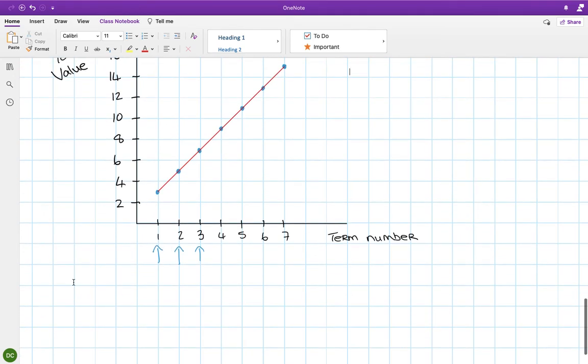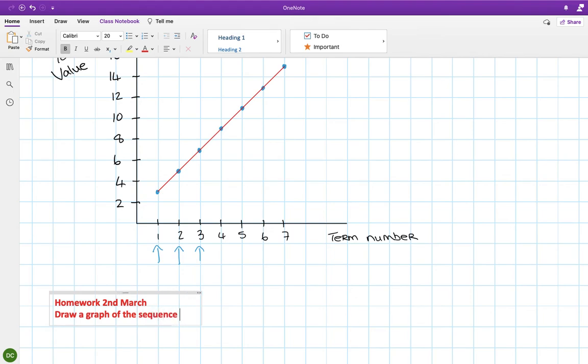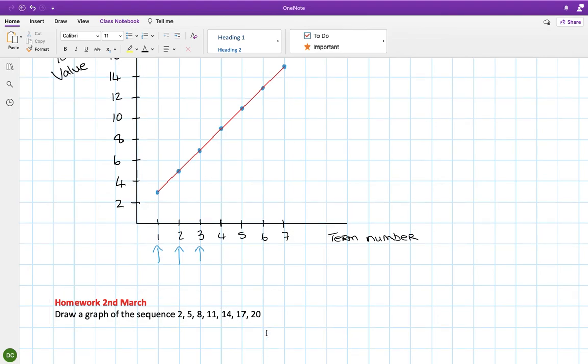Okay, so I'm going to get you to draw a graph now. So for your homework, on the 2nd of March, which is today, I want you to draw a graph of the sequence, and let's go with 2, 5, 8, 11, 14, 17, 20. Yeah, okay, that looks right.